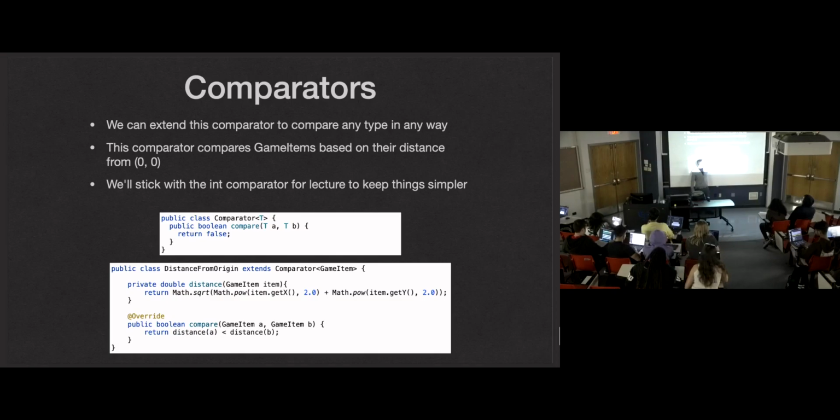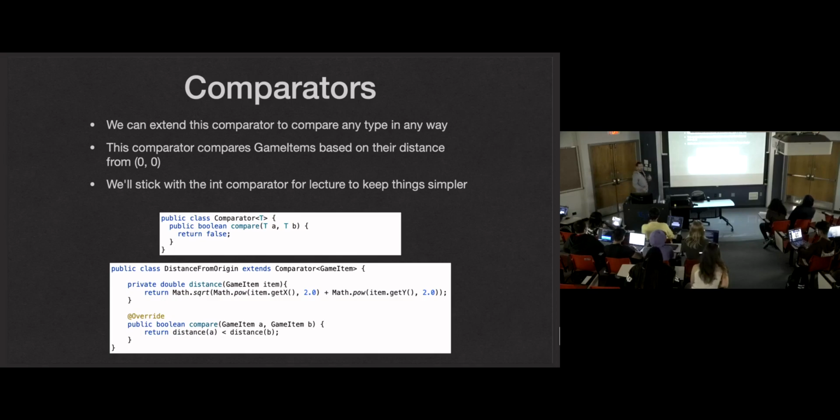We didn't see the getters. I never showed those in the slides, but it's in the repo where a game item will have get x, get y, set y. And compute the distance from the origin, and then compare in increasing order based on the distance to that origin, increasing here because I have the less than operator.